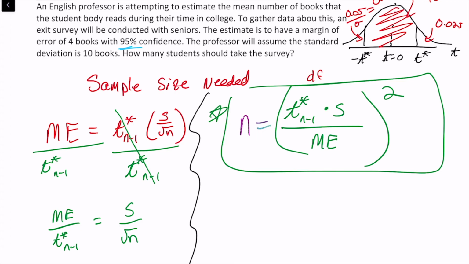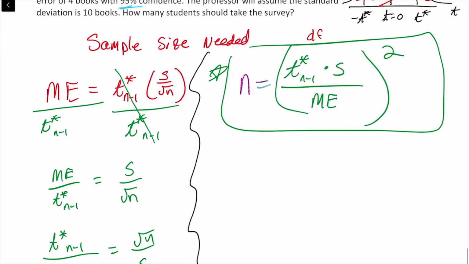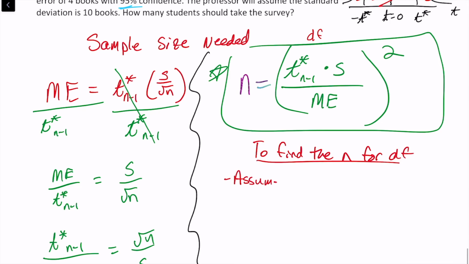What you do, so let's actually write this down. To find the n for your degrees of freedom, this is what you do. Assume that you're working with the z distribution, right? So what that means is that if we need to be 95% confident, remember the 68, 95, 99.7 rule? We're going to apply that.